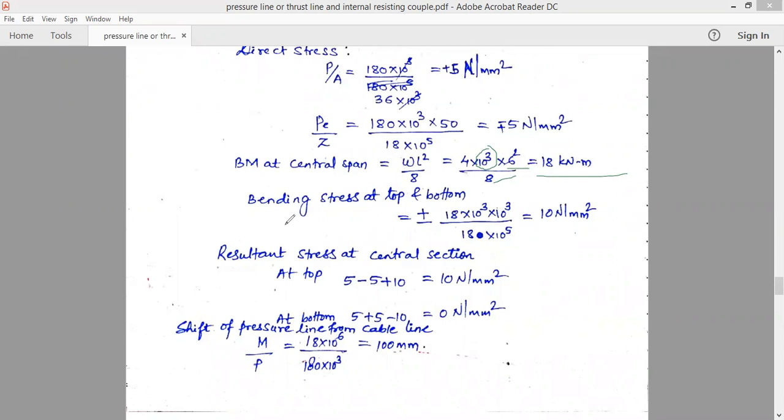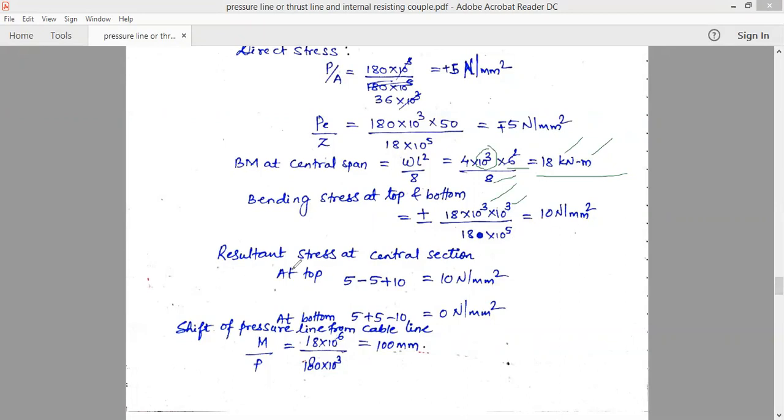To calculate the bending stress with the help of the bending moment, it is M divided by Z. 18 into 10 to the power 3 into 10 to the power 3, because kilo is 10 to the power 3, and meter is 10 to the power 3. So it is 18 into 10 to the power 6 total divided by 18 into 10 to the power 5, that is the value of Z. So this will be 10 Newton per mm square.